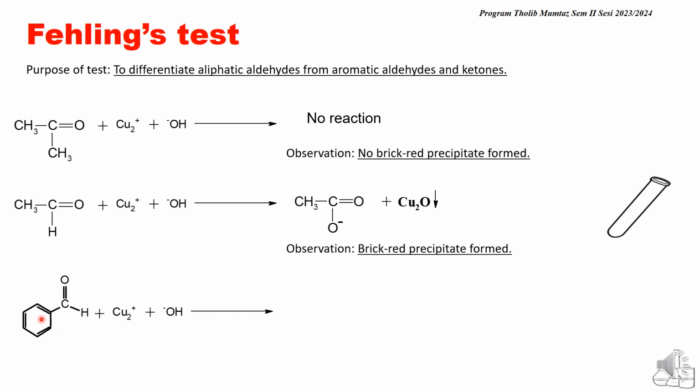The next structure, you are given an aromatic aldehyde with a benzene ring. This will have a negative Fehling's test result. So there will be no reaction, and the observation will be no brick red precipitate formed.